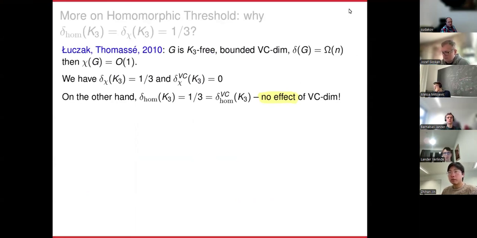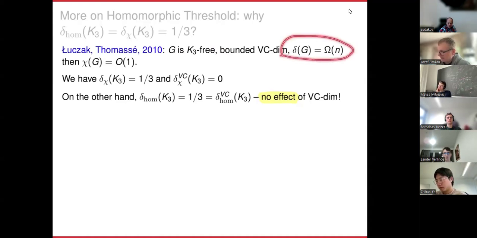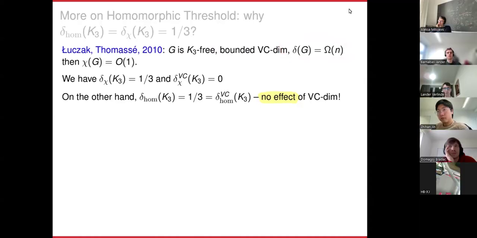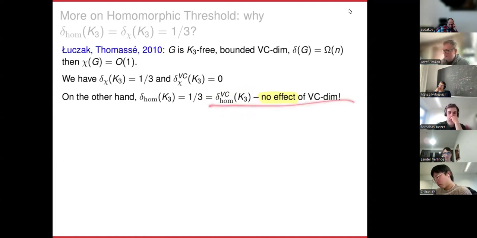Luczak and Thomassen proved that if we impose that a graph has bounded VC dimension, then we can drop the minimum degree to any linear epsilon n and still keep the bounded chromatic number. So while the chromatic threshold of K3 is 1/3, if we impose the additional condition that the graph has bounded VC dimension, the chromatic threshold drops to 0. But it turns out that the homomorphism threshold is still equal to 1/3. If we impose the VC condition, it will have no effect on the homomorphism threshold.